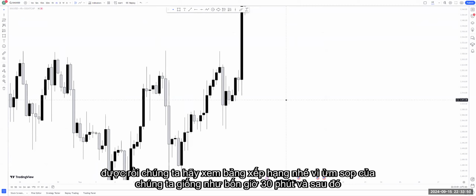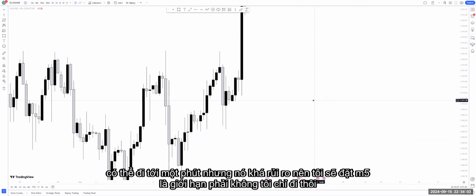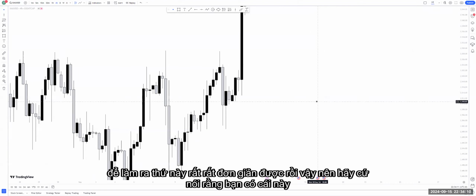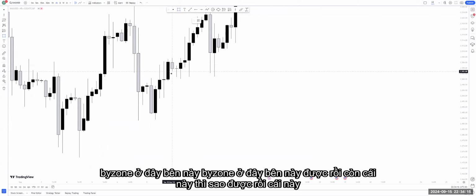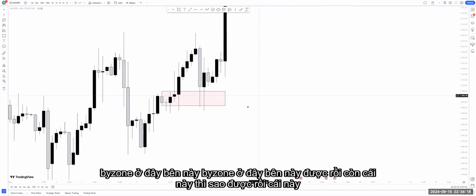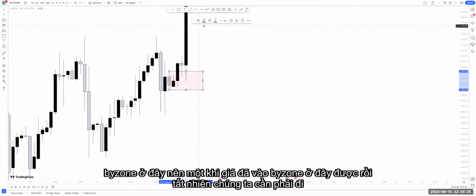Since our SOP is 4 hour, 30 minutes, and then confirmation entry on M5. Can we go to 1 minute? Yes, of course, you can, but it's quite risky, so I'm going to put M5 as the limit. I'm just going to make this very, very simple. Let's just say you have this buy zone over here.